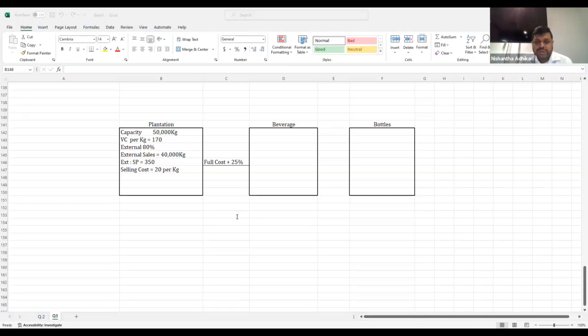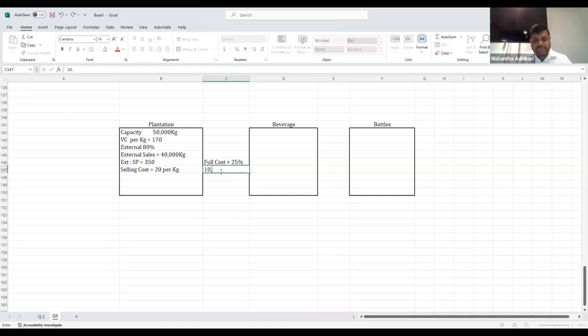The beverage division has the right to purchase for 5,000 juice bottles they will produce. Therefore, full cost plus 25% applies to the balance 10,000 kilograms. Here they have given a fixed cost of 2,500, so 2.5 million. If you calculate full cost, variable cost is 170. Fixed cost per unit, if you calculate 2.5 million divided by 50,000, it should be 50 rupees.